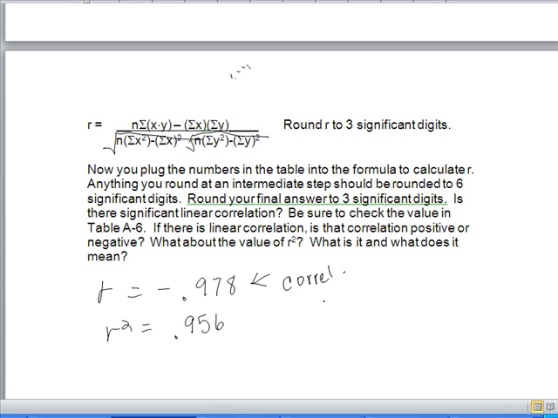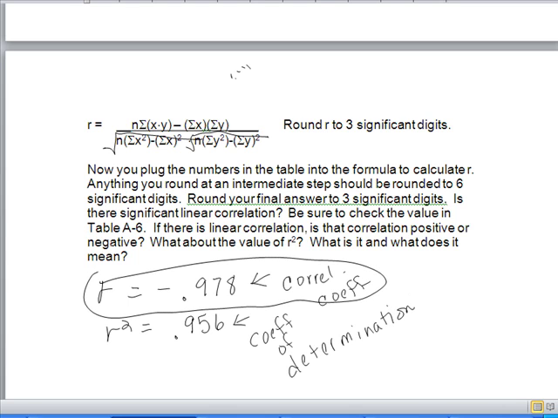Well, first of all, for the correlation coefficient, we have to go to table A6 and see if the absolute value of our R is greater than the table value. Then that means we have linear correlation. Okay, it's significant enough to talk about. If the absolute value of our R is less than or equal to the table value, then that means we do not have linear correlation.